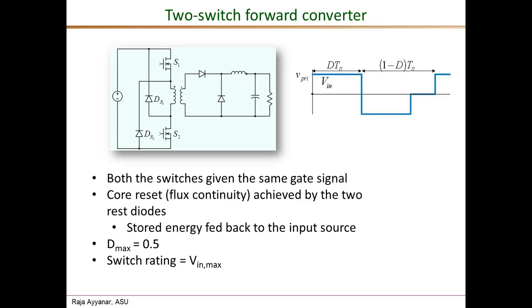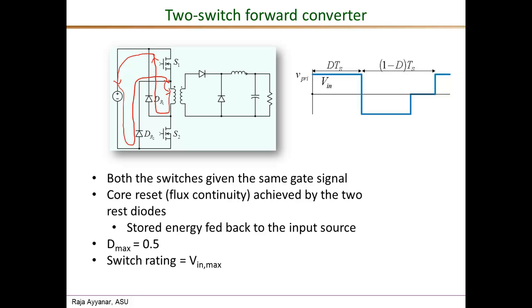When the two switches were conducting, the magnetizing current was entering the dot. When the switches were turned off, just the magnetizing current component would continue to flow into the dot in the primary winding. Since S2 is turned off, we find the path through the diode DR1, up this direction, entering the input DC voltage source, and then continuing through the diode DR2 and entering back this way.